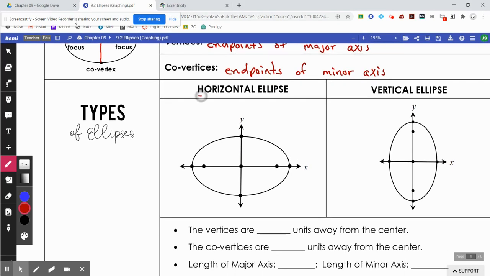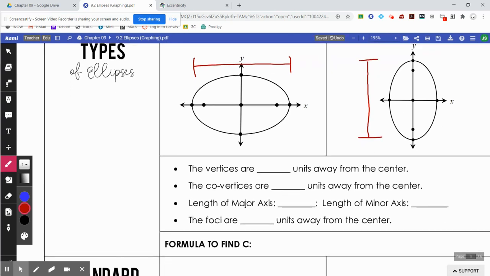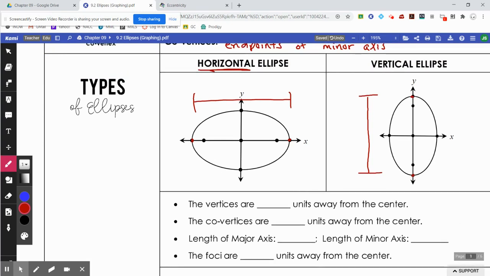Okay, now the two different types of ellipses. You have a horizontal ellipse, and notice that it is wider than it is tall. Then you have your vertical ellipse, which is taller than it is wide. The vertices, and again, remember that the vertices are the endpoints of the major axis. Now, a horizontal ellipse would have a major axis that is horizontal. A vertical ellipse has a major axis that is vertical.